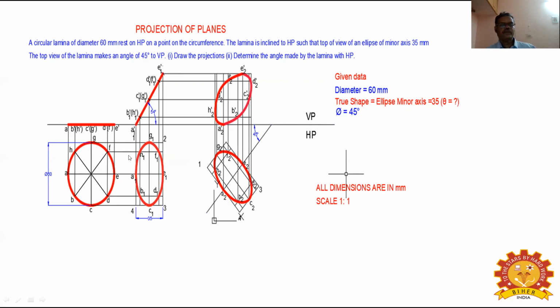And here also, from the top view, draw a horizontal line, and finally you can construct an ellipse inside the box. A1, B1, C1, D1, E1, F1, G1 and H1. Now this lamina, this ellipse, you have to incline to 45 degrees to VP. You have to draw in two ways. Either you can take clockwise as well as anti-clockwise.